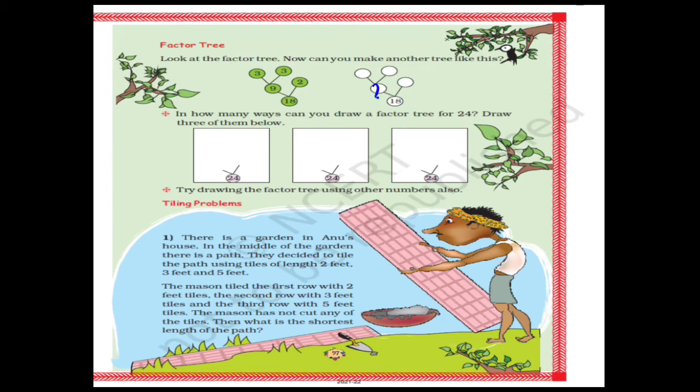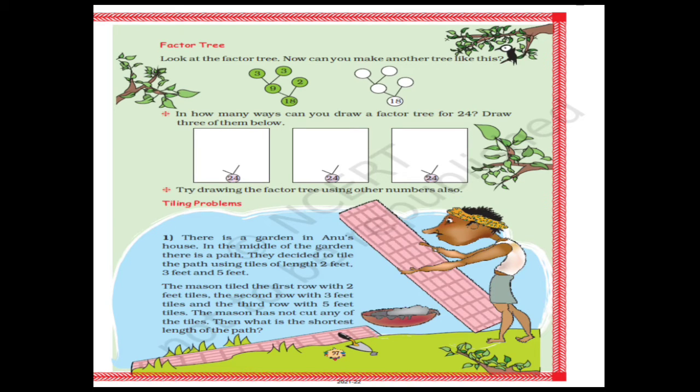So here you will write 2 and here you will write 9. Now further you will write here 2 and here 1. So this thing you will write in your textbook itself. Now let's see ahead. In how many ways can you draw a factor tree for 24? Draw 3 of them below.